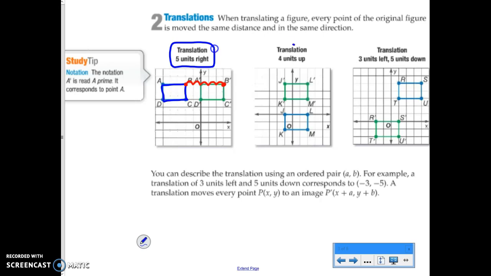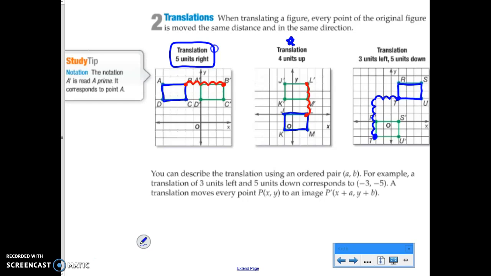Taking a look here, in the middle one, we've got a translation where we're moving 4 units up. So we start here with our figure JKLM, and we're moving 4 units up. So let's just take a look over at L and move 1, 2, 3, 4 units up and plot your new point. Okay. Then the next one over on the right says we're moving 3 units left and 5 units down. So they start here with your original figure, RSTU, and they take your T and we move 1, 2, 3 units left, and 1, 2, 3, 4, 5 units down, and then we plot our new T point.